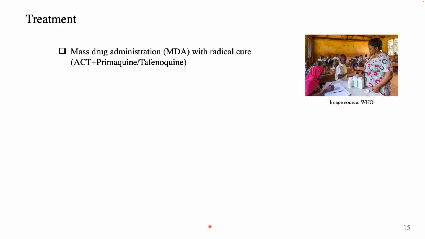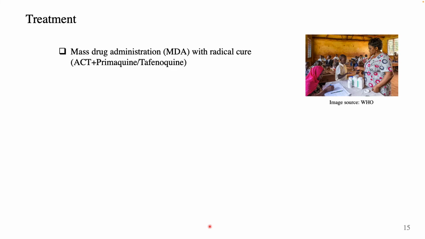Then we applied the treatment in our model, in the method of mass drug administration. The radical cure is a combination of 2 drugs. As I mentioned, Vivax has 2 different parasite stages. One is in the blood, and the other, the active one, the hypnozoites, stays in the liver.